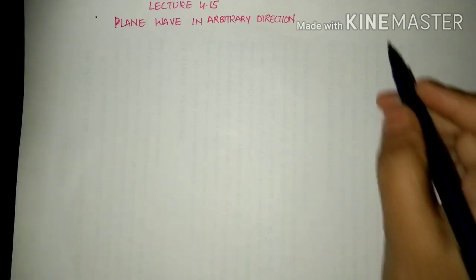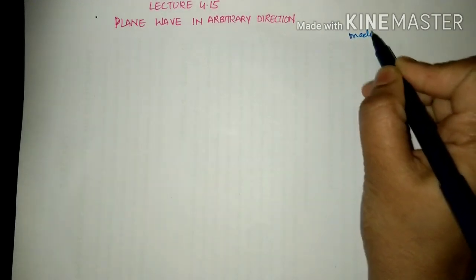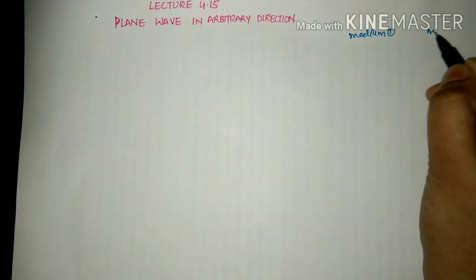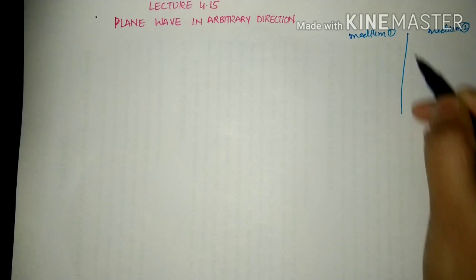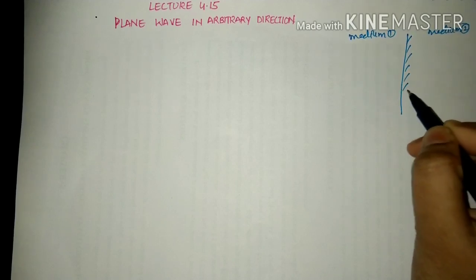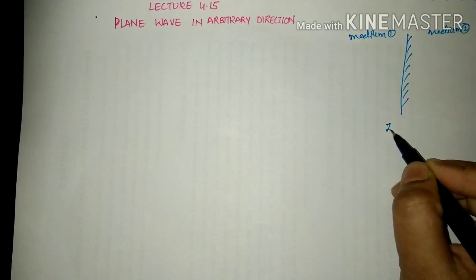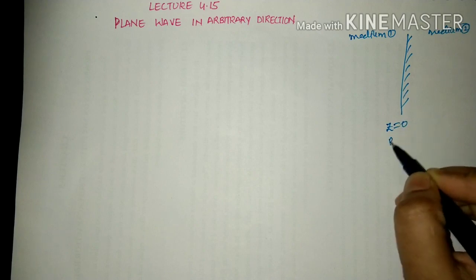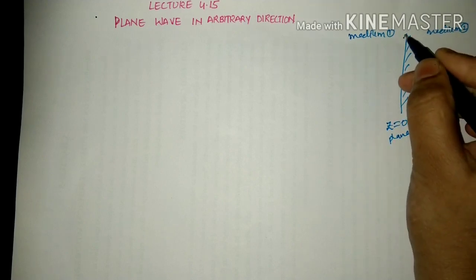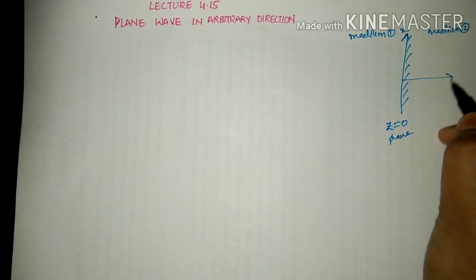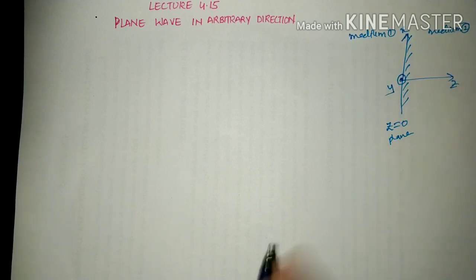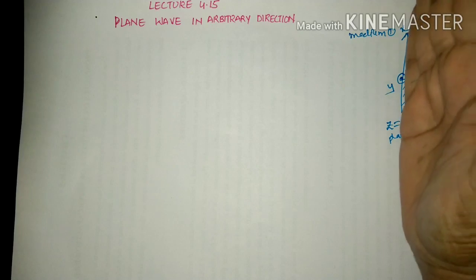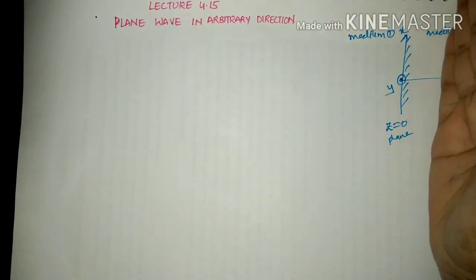So we have considered two mediums, medium 1 and medium 2, separated by an interface defined by the z equal to 0 plane, or the xy plane. If you consider this as the x axis, this as the z axis, and the axis coming out of the paper as the y axis, the xy plane will separate medium 1 from medium 2.